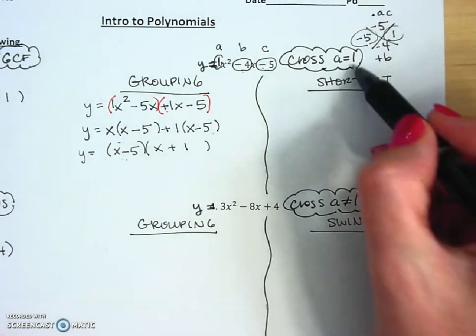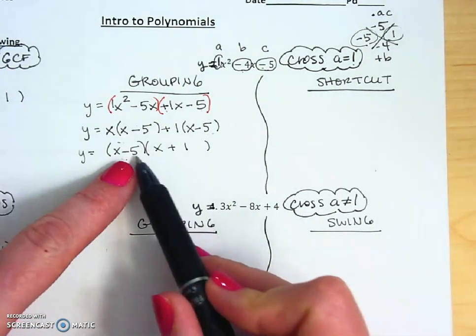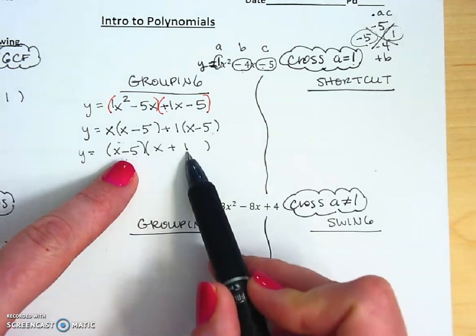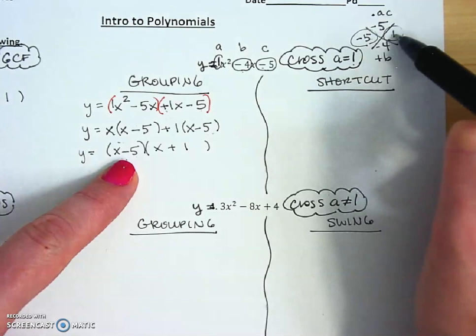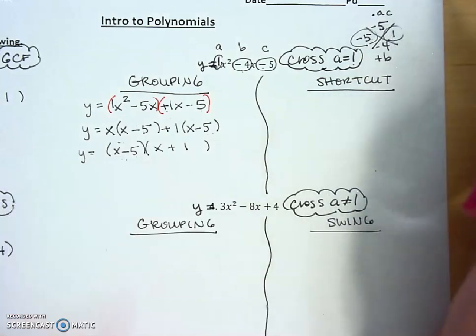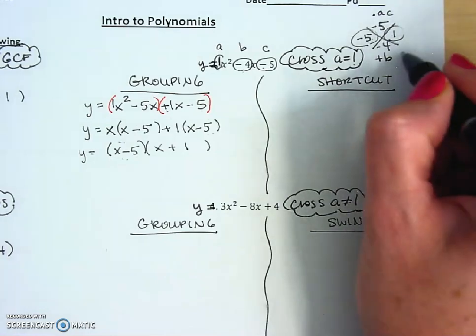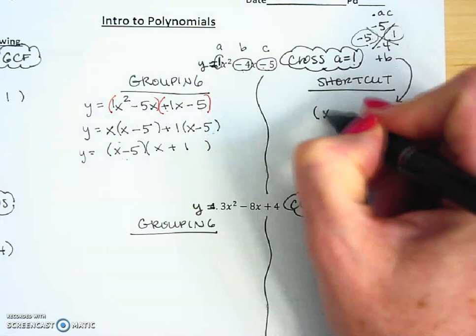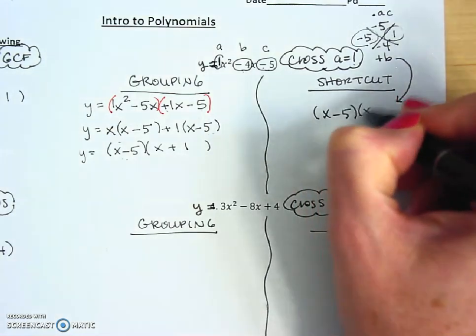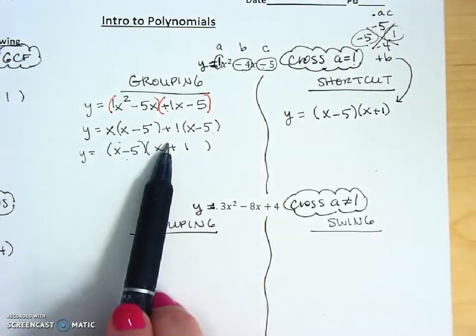Now here's a shortcut, and this shortcut is just for when a equals 1. I want you to notice that I got -5 and 1 here, which is the same thing I got when I did this cross. So if you can remember that the shortcut only applies when a is 1, then feel free, once you've done the cross, to come straight down here to factored form and skip the grouping part.